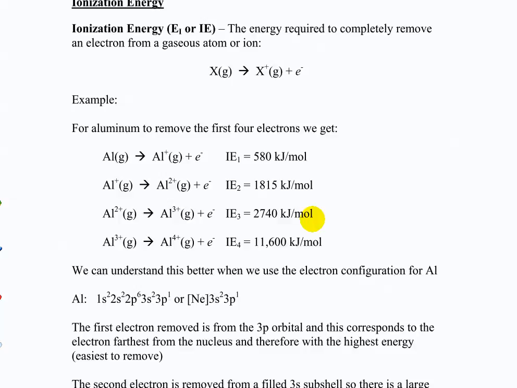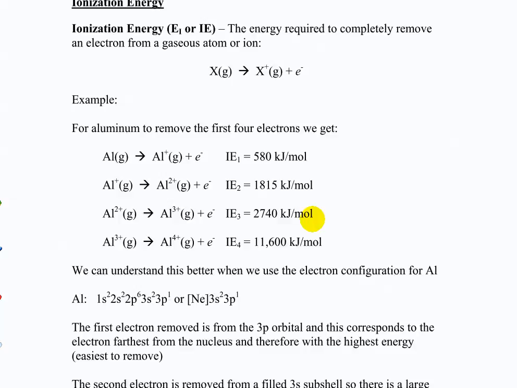Yeah, what was that? You're jumping from S to P, but yes, that's true. And also, you're jumping shells, right? So the other three electrons were all removed from the n equals 3 shell. And then the fourth one has to actually be removed from the n equals 2 shell, which is a core electron. So those electrons are held very tightly and are going to take a huge amount of energy, like 11,600 kilojoules per mole, to actually remove.